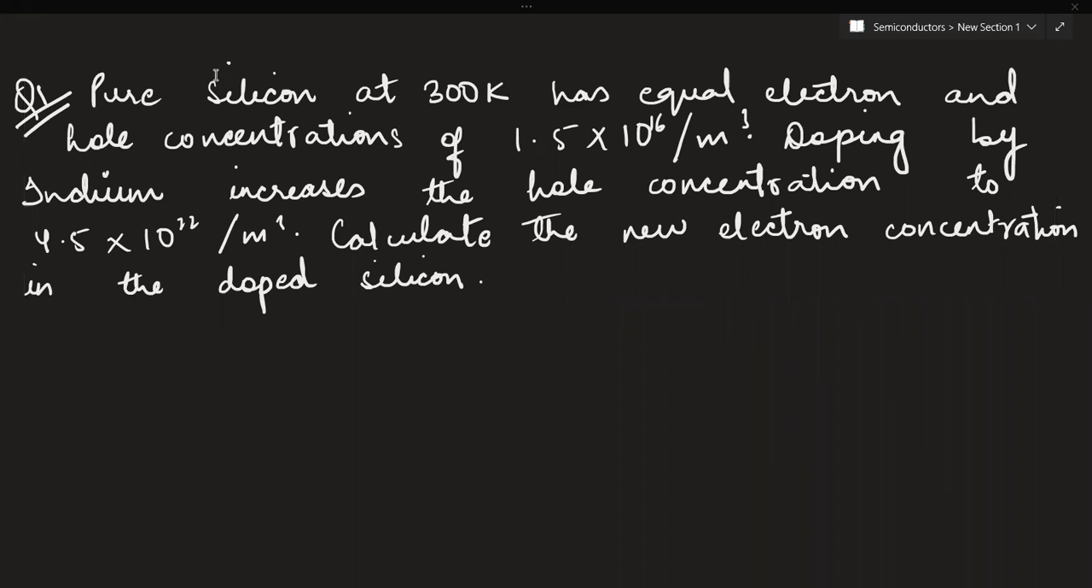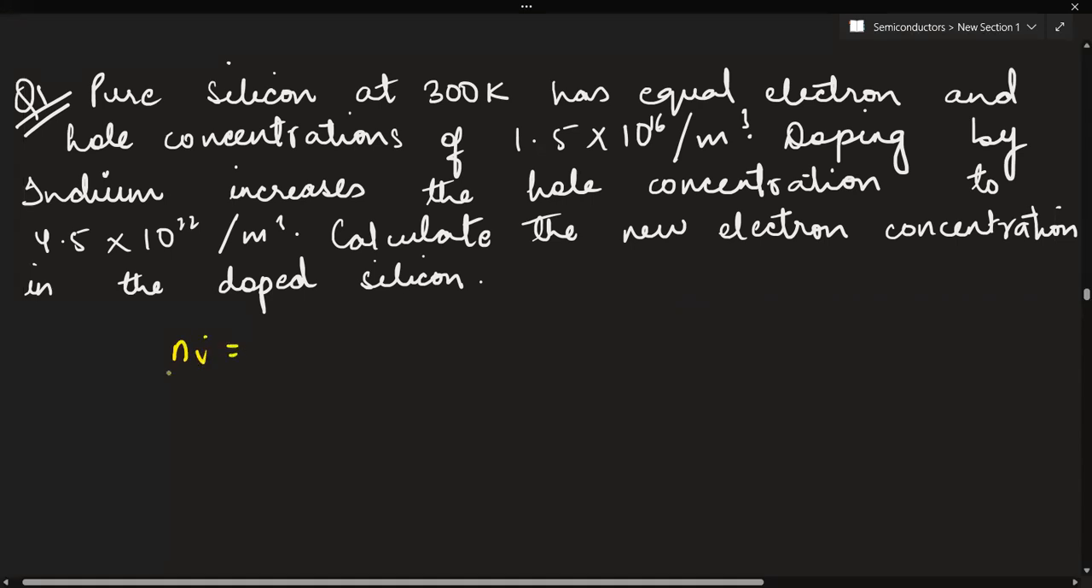Okay, let's discuss it. So see, Ni is given to you. Ni is what? Hole concentration. This is given to you as 1.5 into 10 to the power 16. And see, what is NH given to you? Number of holes means hole concentration. So hole concentration is 4.5 into 10 to the power 22.